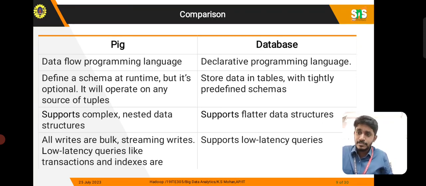Pig supports complex nested data structures, while databases support flatter data structures. In Pig all writes are bulk streaming writes, whereas databases support low latency queries like transactions and indexes. So this is a major comparison between Pig and other databases.